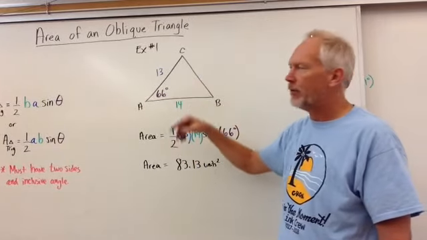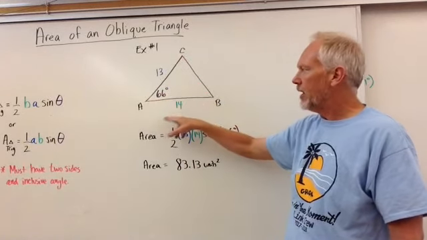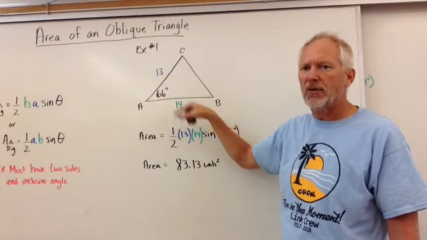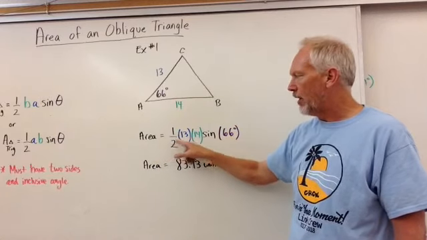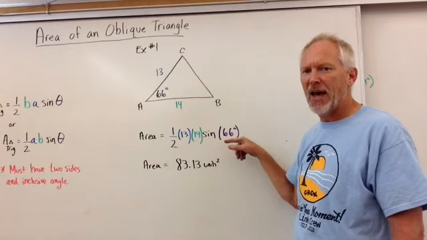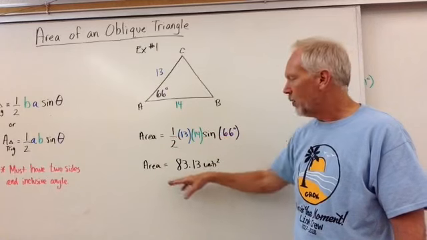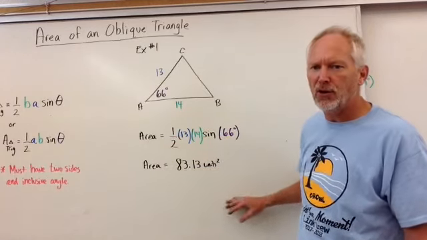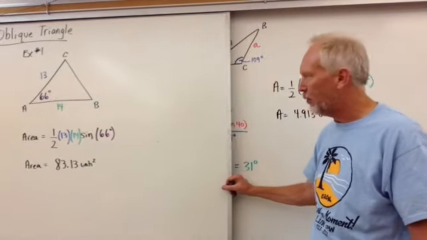So let's look at an example. We have a triangle here. We've got 13 and 14 as two side lengths. The included angle is 66 degrees. So now we'll take the area of 1/2 times 13 times 14 times the sine of 66 degrees. And if we put that into our calculator, we will get the area is equal to 83.13 units squared. Could be feet, could be centimeters, whatever the problem calls for.